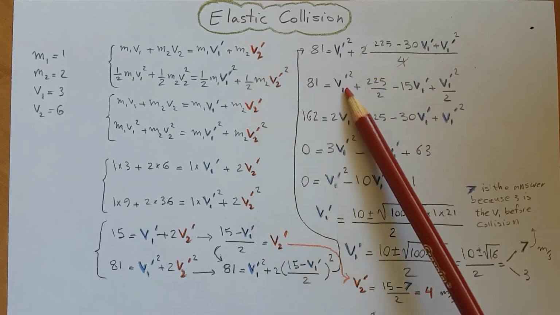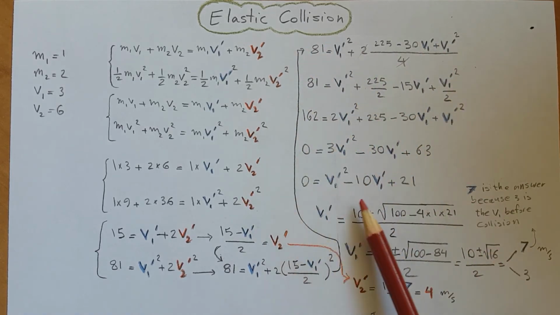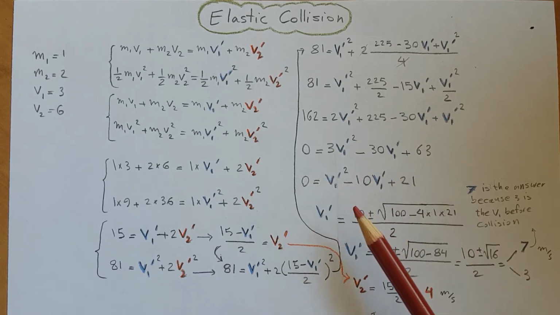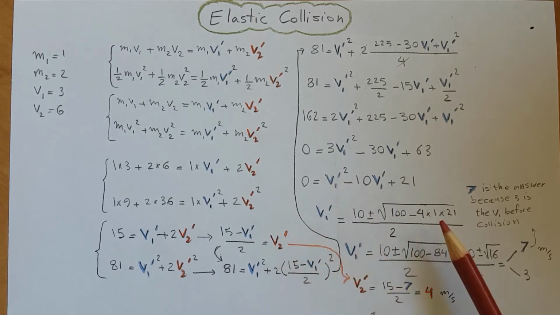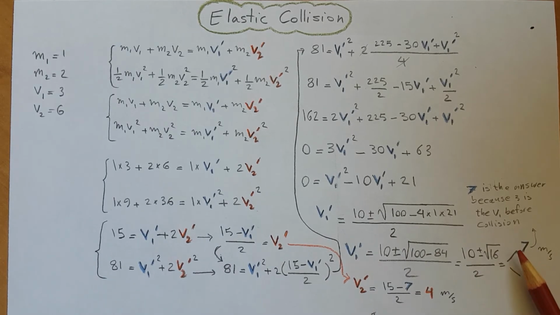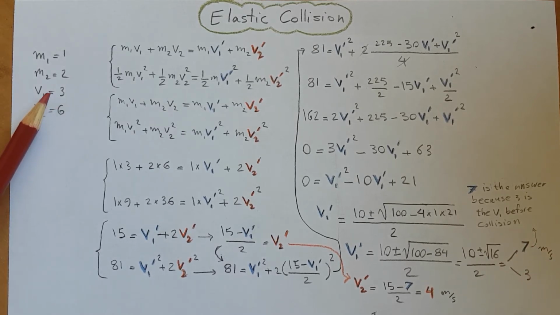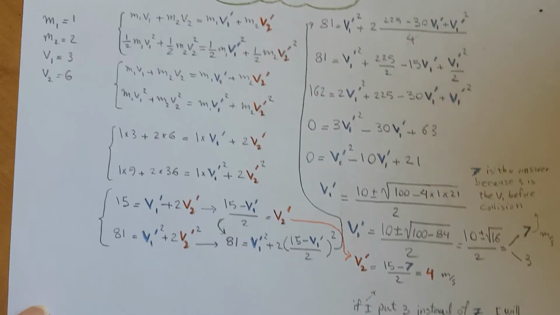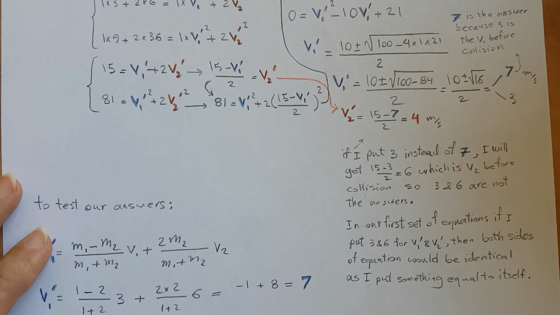I do it here. I simplify it further until I will have this one, which is the second degree or quadratic equation, which I can solve like this. And among these two answers, this is the one which is actually correct. This one is not correct because it's actually the V1 before collision. There is more explanation of why this is not correct, and you can read it here. Stop the video and read it here.